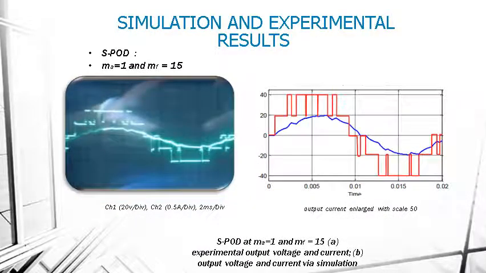Simulation and experimental result. Second is the SBOD technique at MA equal 1 and MF equal 15. The right figure illustrates the current and voltage waveform via simulation oscilloscope, and the left figure illustrates the current and voltage waveform via actual oscilloscope.